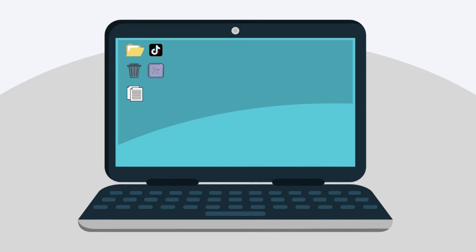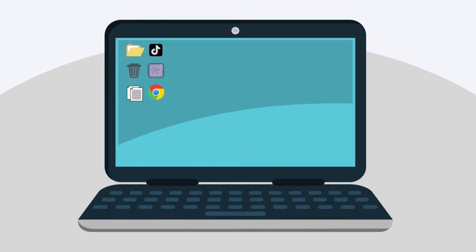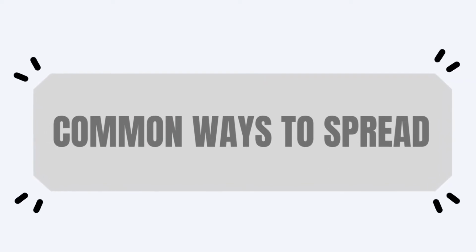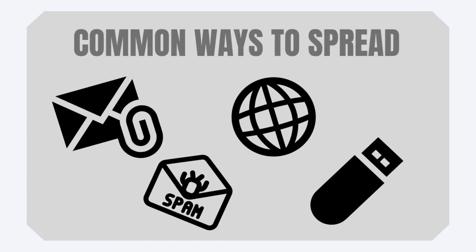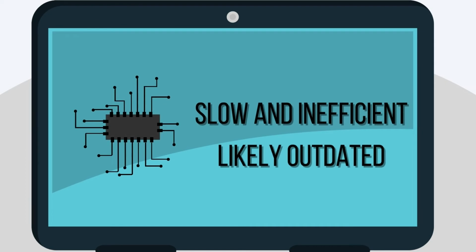Malware can enter your computer via file downloads, visiting infected websites, or through emails containing a seemingly benign link or attachment. The most common methods on how this malware spreads are through email or spam emails, web, and direct.